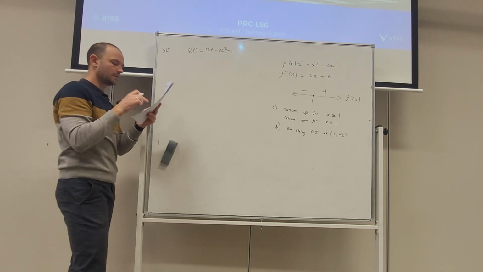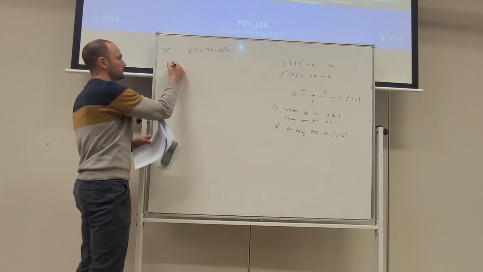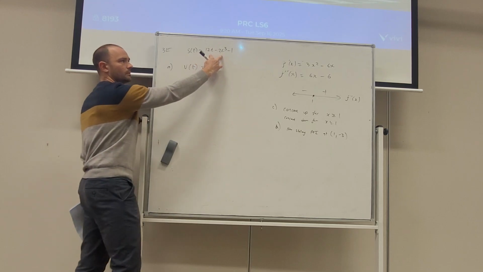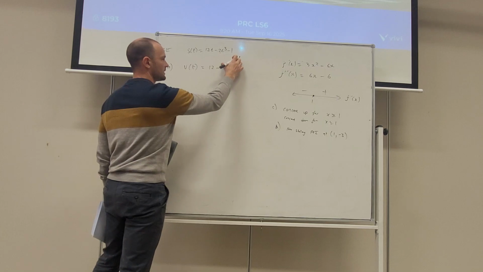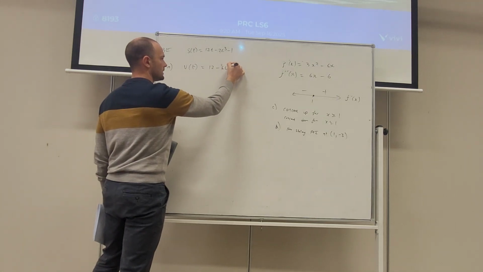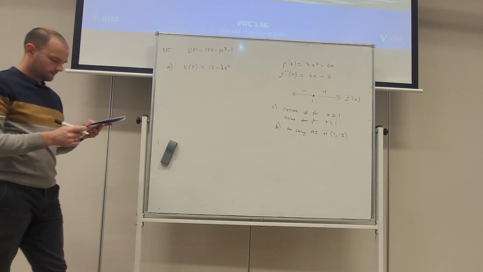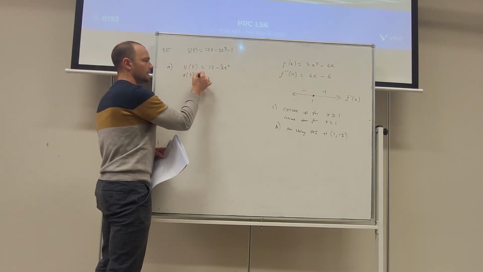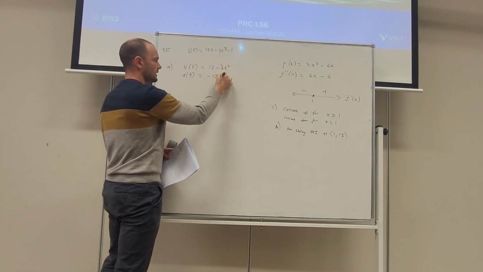Part A: find v of t and a of t functions for the particle's motion. So v of t is the derivative of s of t, so we differentiate this. That would be 12 take 6t squared. And a of t is the derivative of v of t. A of t is the rate at which velocity changes, so that would be minus 12t.